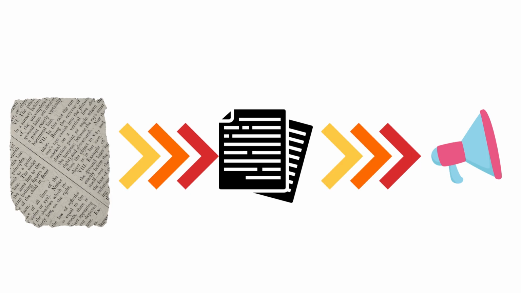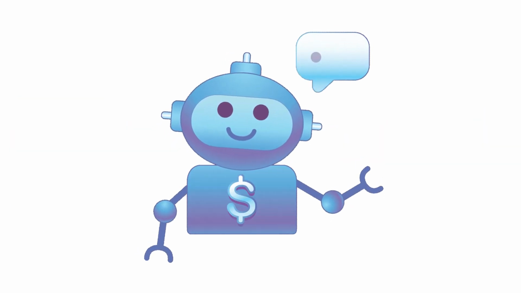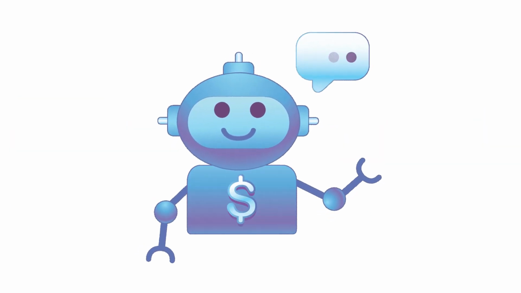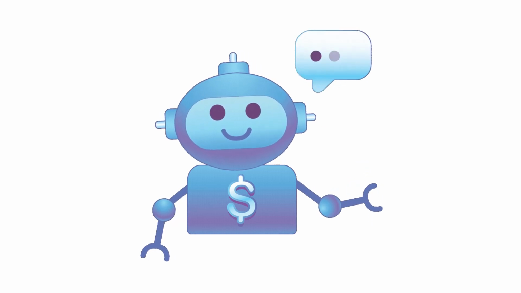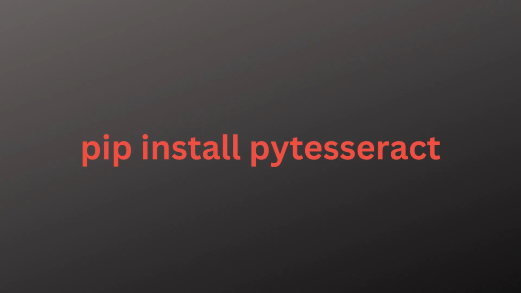Step 1. Installing Pytesseract. To get started, we first need to install the Pytesseract library. Open up your terminal or command prompt and type in the following command: pip install pytesseract.